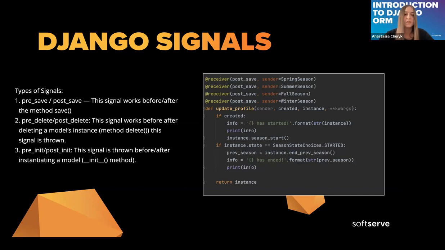Types of Django signals are pre-save and post-save, which are triggered before or after the save method is called. Pre-delete and post-delete work before or after deleting an object of the model. Pre-init and post-init are signals thrown before or after initializing the model's init method. Here you can see the example. As you can see, we can define a receiver as a decorator, which helps us simplify our code if you need the same signal for different models.